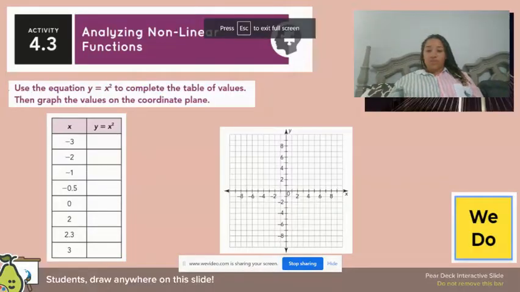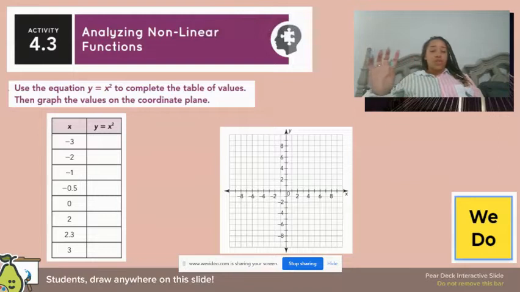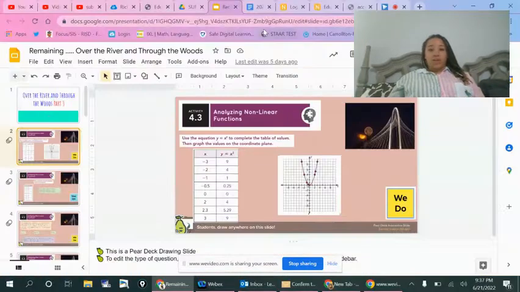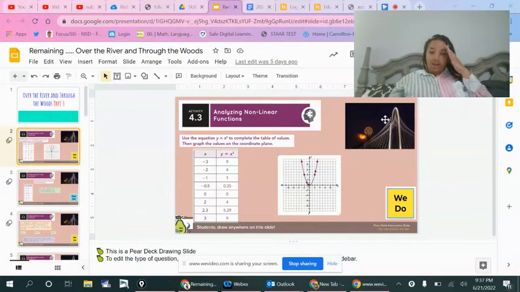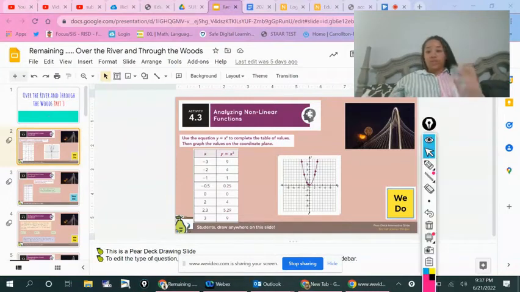We'll start the slideshow. Okay, so what we're going to be doing is I'm going to be introducing parabolics. So we're going to start with this. You're going to use the equation y equals x squared to complete the table of values and the graph. You could put this in your calculator, but what I suggest, and what I've been in training all day on, is doing it by hand. That's the best way to do it. So don't even rely on that calculator if you don't have to.